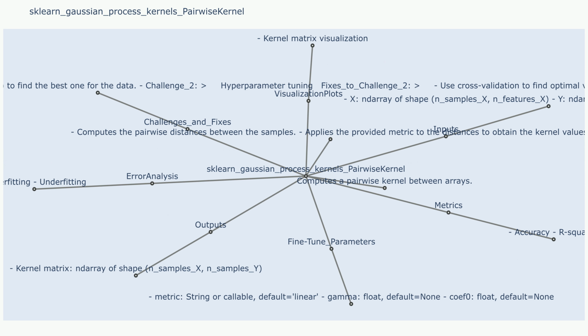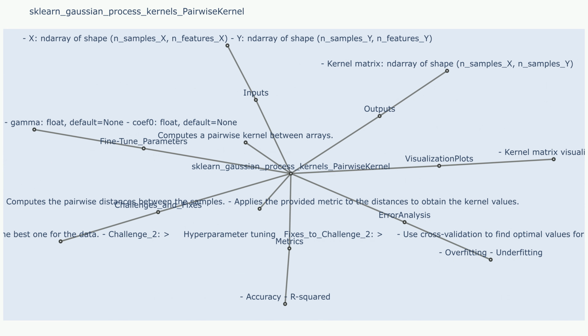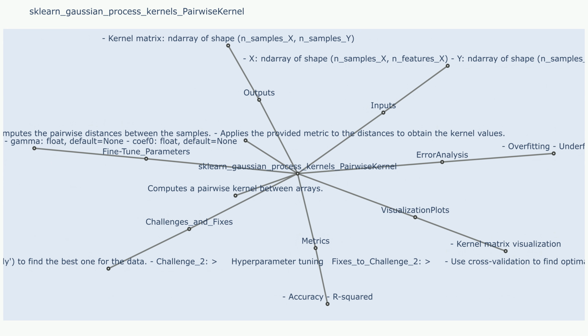Inputs: metric, a function that takes two data points as input and returns a scalar value representing their similarity. This metric can be any function that returns a scalar value, allowing for customization based on the specific application and data characteristics. Kwargs: additional keyword arguments that are passed to the metric function. This allows for further customization of the metric based on the specific requirements of a problem.